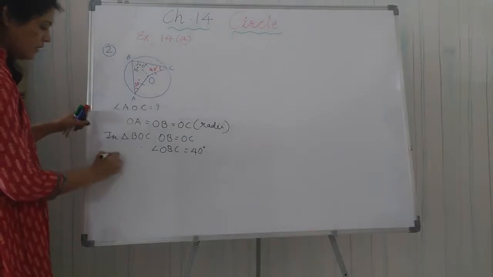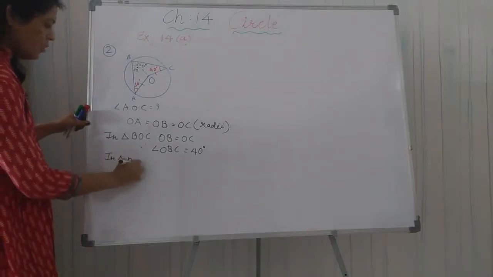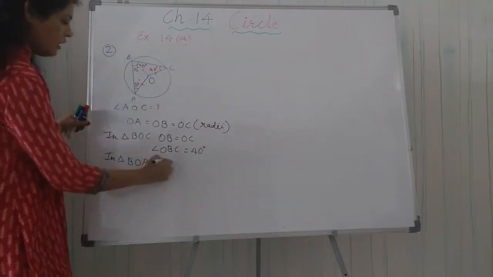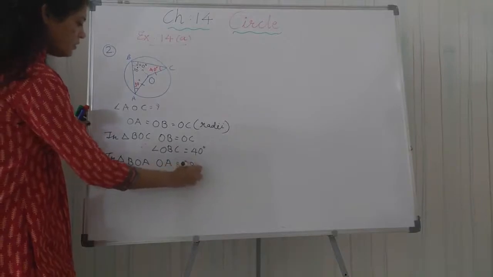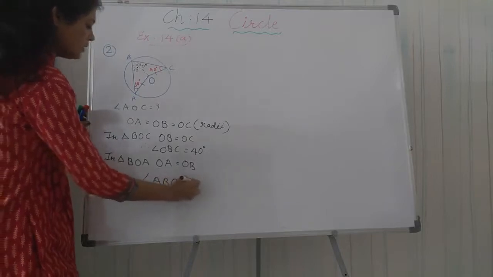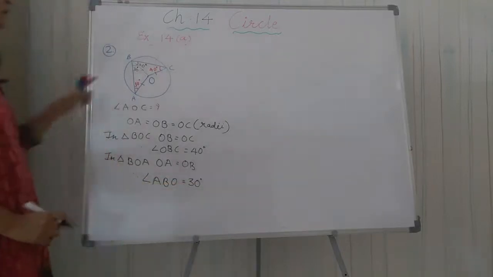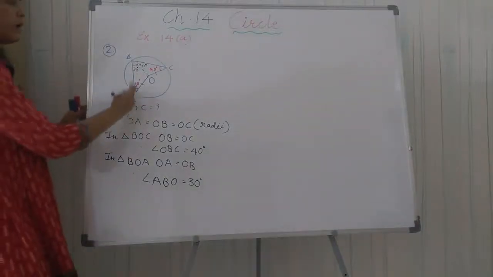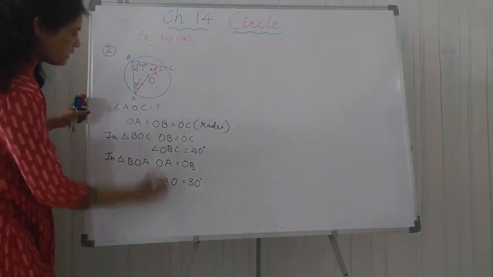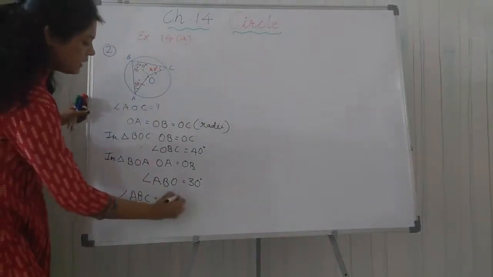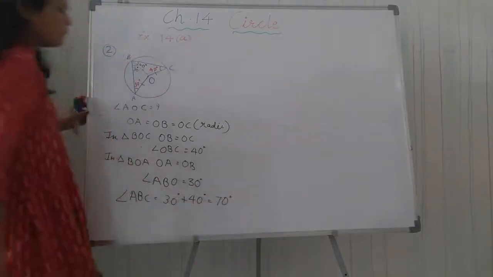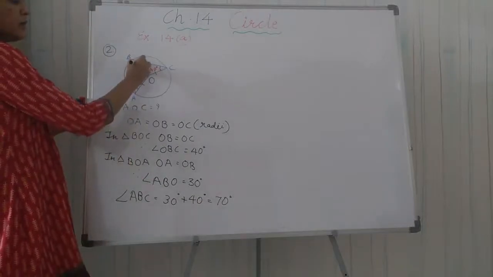Then in triangle BOA, you see, OA is equal to OB. So therefore angle ABO is equal to 30 degrees. So these two angles we have already found. So now we can find angle ABC. The whole angle ABC is the sum of 30 and 40, so I write 30 degrees plus 40 degrees. It means it is 70 degrees in total. Right, so this full angle ABC is found.